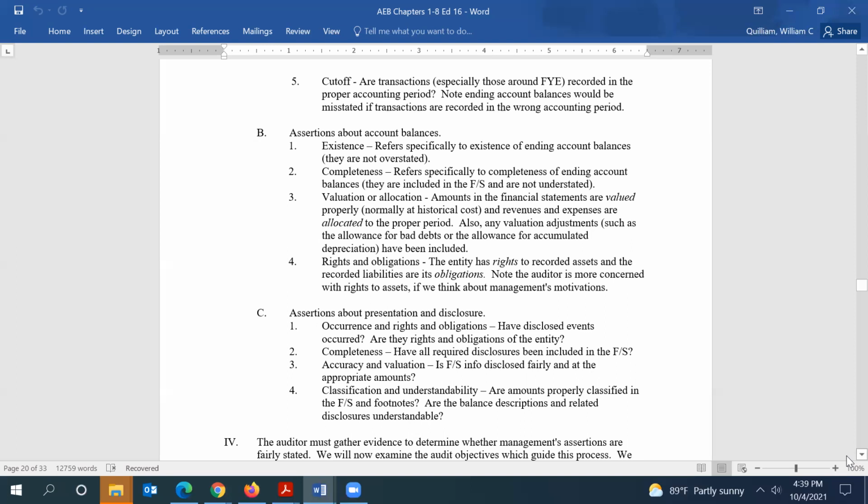Then the next one, valuation or allocation. It means the amounts in the financial statements are valued properly, normally at historical cost, and revenues and expenses are allocated at the proper period. So revenues under the revenue recognition principle, expenses under the matching principle. Also, it says that any value adjustments, such as the allowance for bad debts or the allowance for accumulated depreciation, have also been included.